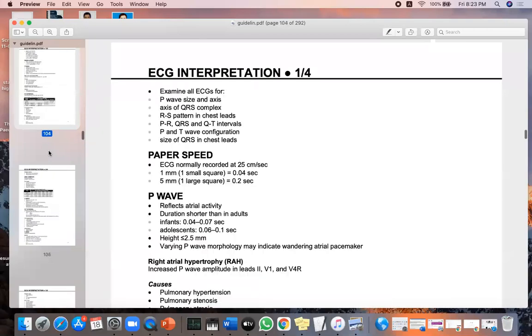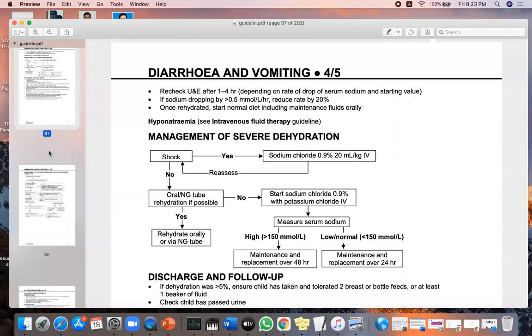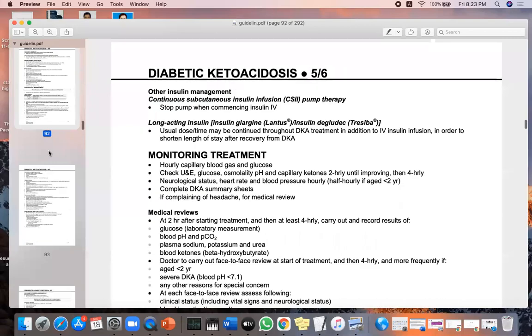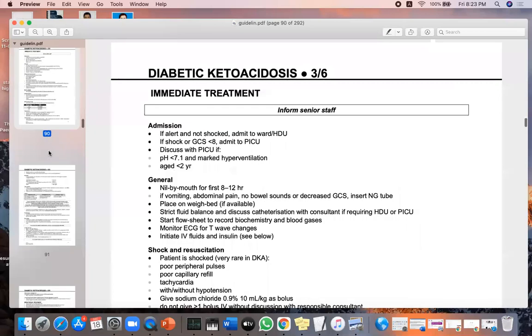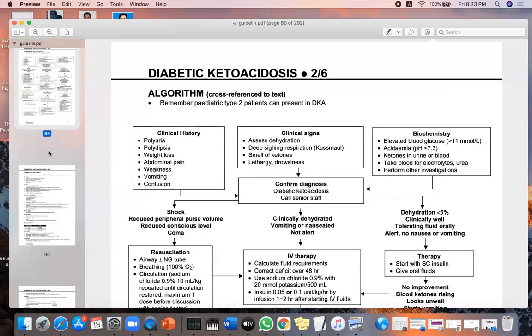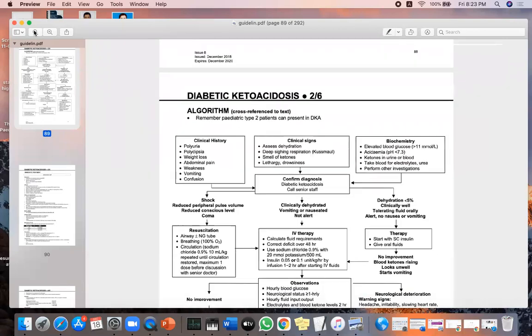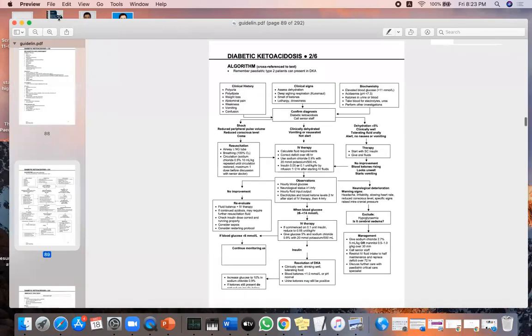There is a flow chart. Let me show you. Yeah, DKA. See this flow chart. Can you see this flow chart? Okay, I know you can see. So see this flow chart, diabetic ketoacidosis.